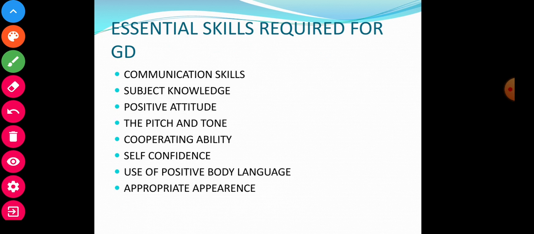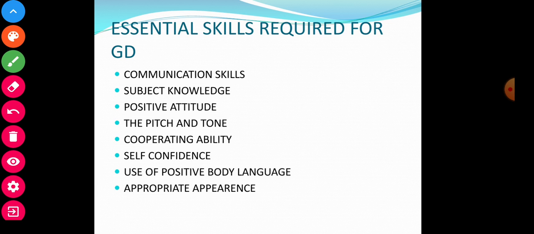Then comes the subject knowledge. You have very good communication skills but you don't know the subject. Then what will you do? You will be looking around, and whatever you speak will be out of sequence. So to participate in a group discussion, a thorough knowledge and understanding of the topic is essential. A candidate must be well versed in current affairs, national and international events, and burning social and economic topics. The originality of ideas, knowledge, initiative and approach to all these things matters a lot.